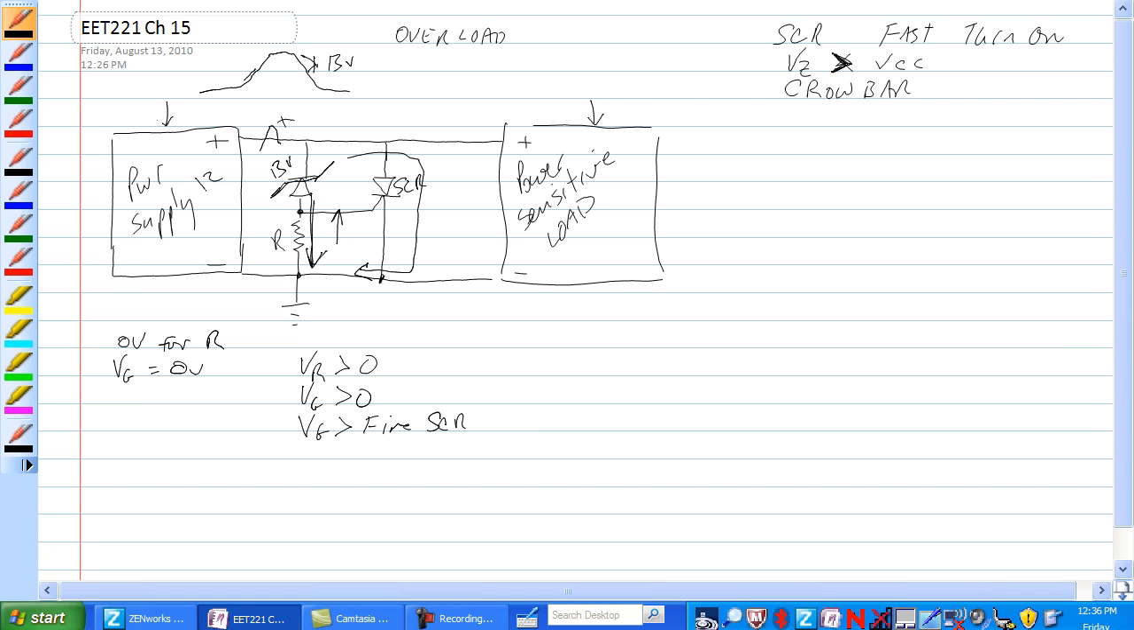Quite often they'll put a fuse in here or some kind of a device in here that will limit the amount of current so we don't destroy our SCR or our power supply. Blow the fuse, then the power sensitive load is saved from a spike in voltage.